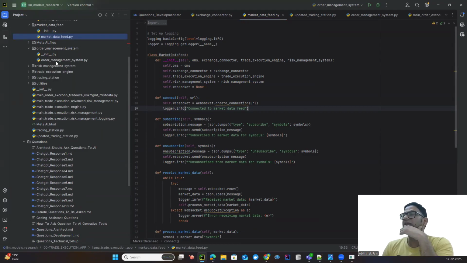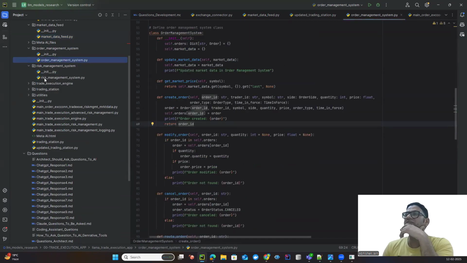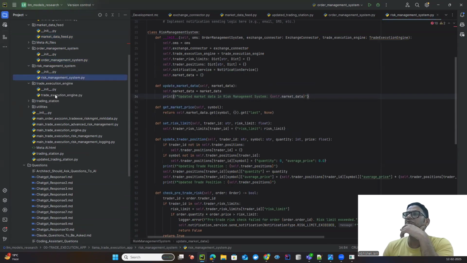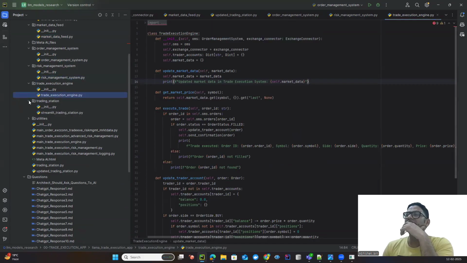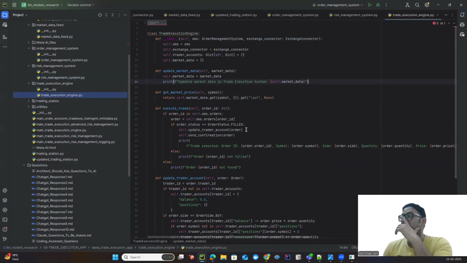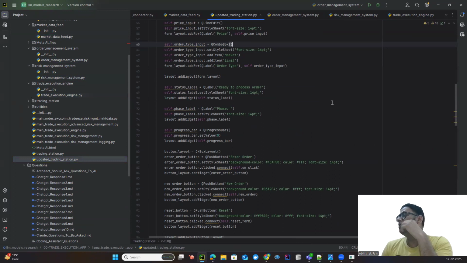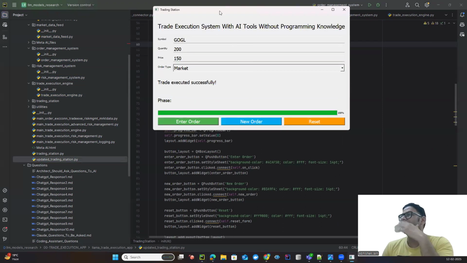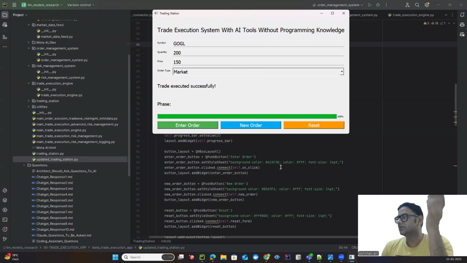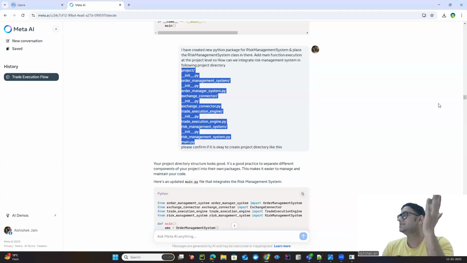Then we have the order management, a risk management system, a trade execution, and eventually this trading station. Trading station means the UI, because otherwise it doesn't make much sense to run all those things from the command line. So this is the code I got. Even the UI part, which you are seeing on my screen, I didn't create that. I asked once we had the entire thing set up.